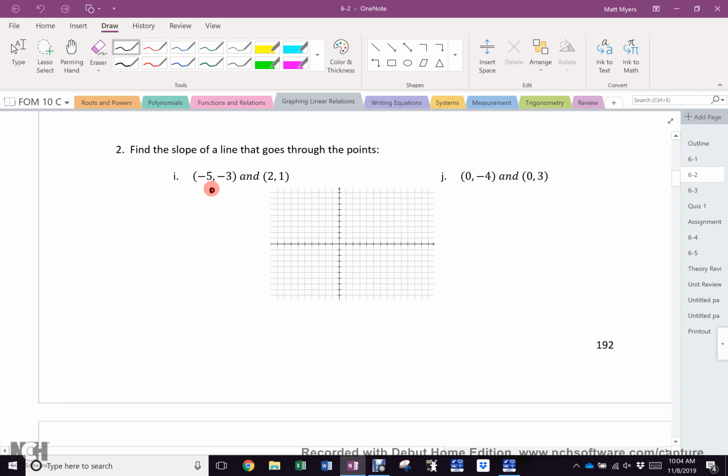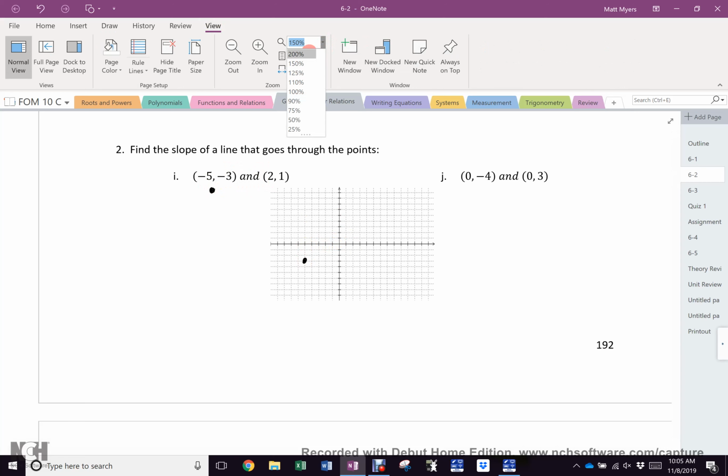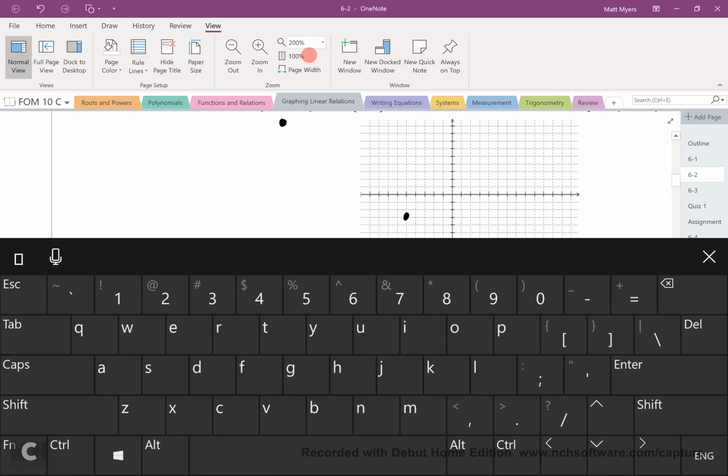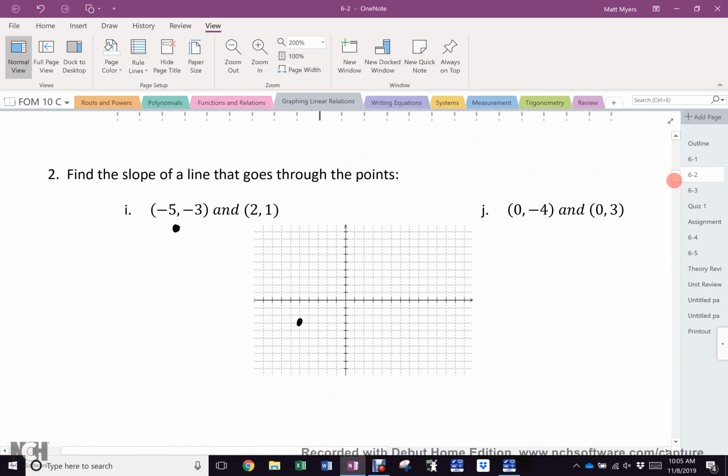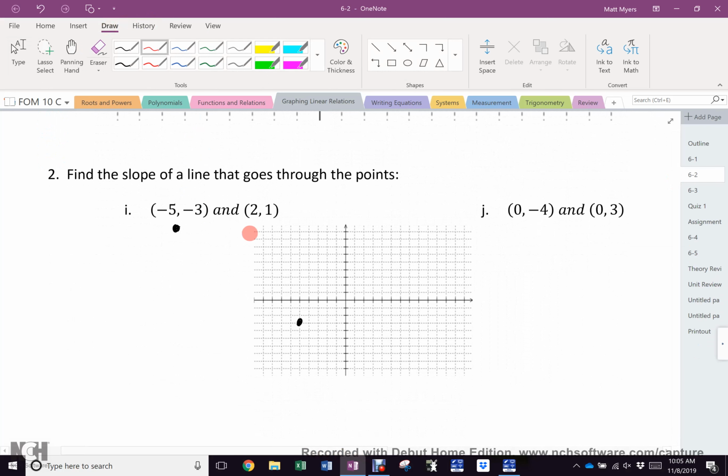Where does my first black dot go? -5, -3. 1, 2, 3, 4, 5. Down 1, 2, 3. I'm going to zoom in on that to make it really big for us. Is that big enough? Okay. Where should I put the red dot? So what does that mean? I can read 2 and 1. Tell me what that means, because kids screw this up. Right 2, because it's positive, and up 1, right? And then I would connect the dot, yeah?